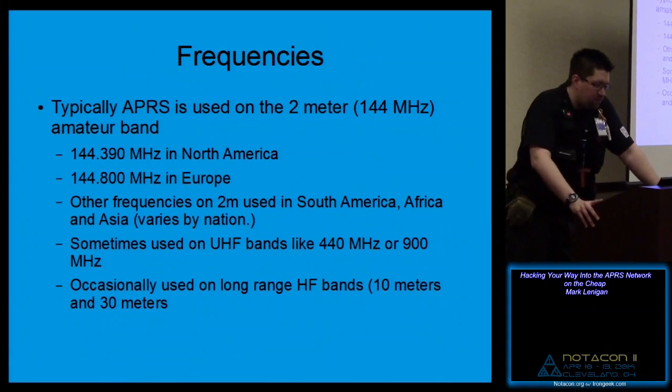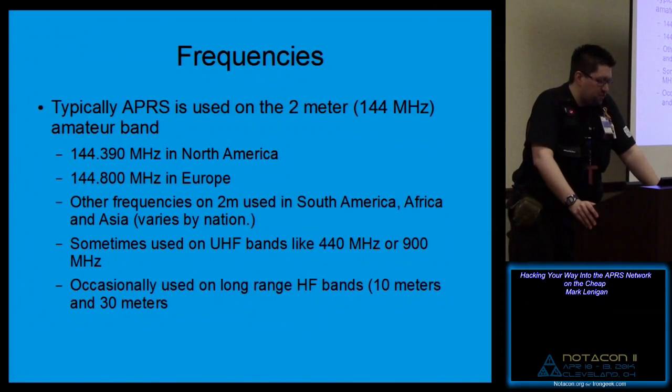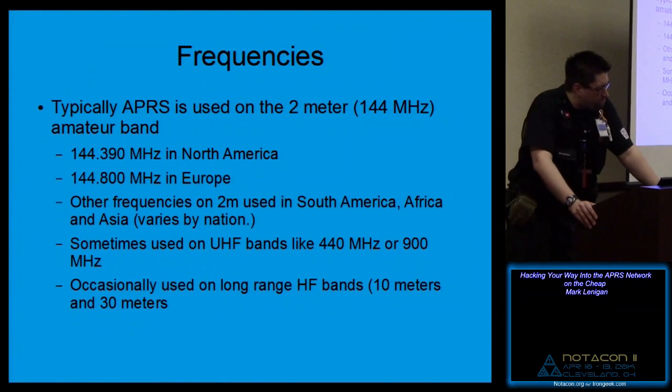We'll talk about the frequencies. Typically, APRS is used in VHF on 2 meters, which is the 144 megahertz band. In the U.S., the allocation goes up to 148 megahertz, which sounds like it's kind of small, but when you're only using 25 kilohertz, 12.5 kilohertz, there's a lot of space there. By convention in the U.S., the frequency is 144.390 megahertz in North America. It's 144.800 in Europe, and other countries around the world use different frequencies. It was just too many to list.